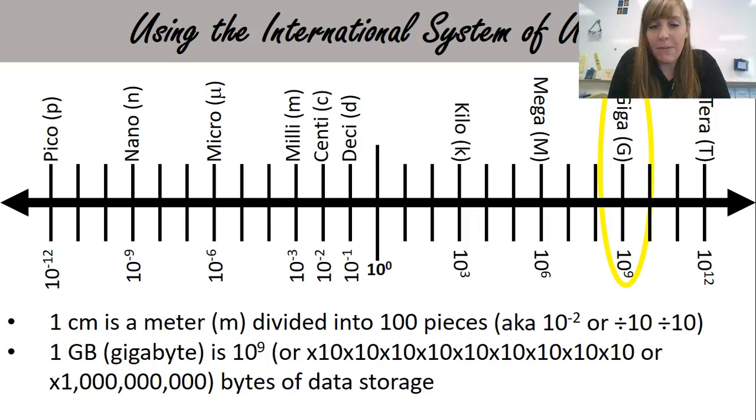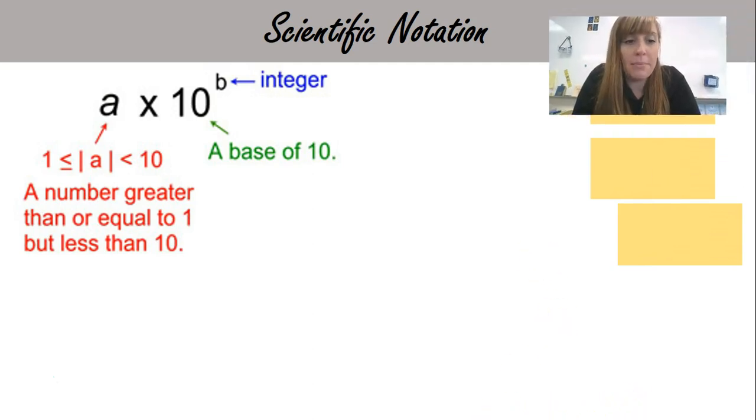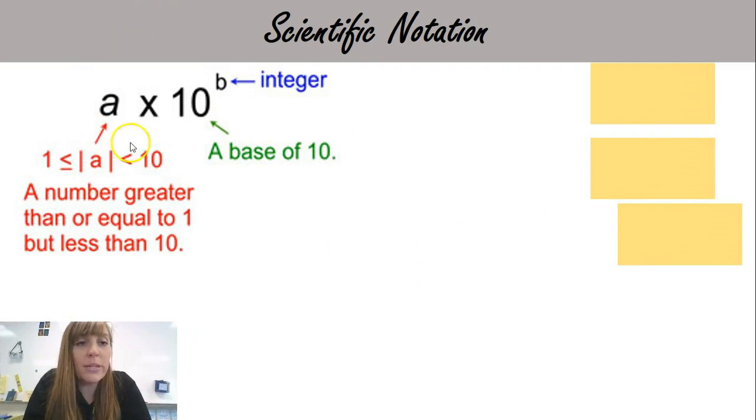All right, let's finish up. The last thing we need to talk about is scientific notation. So you've probably seen scientific notation before, maybe in your algebra class, but it always follows this format: A times 10 to the B power.